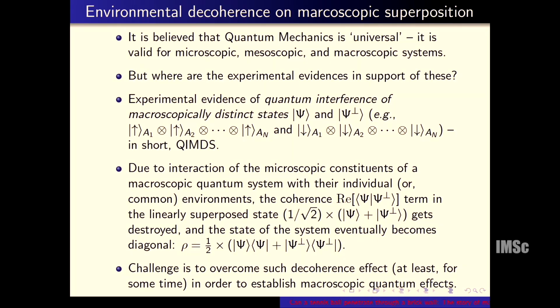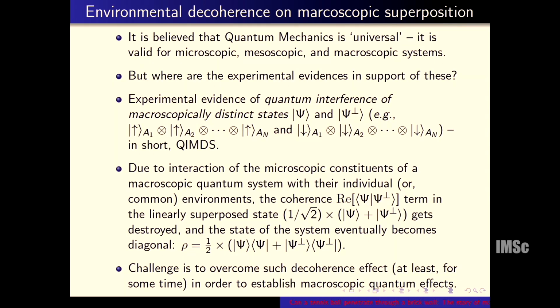What happens is that due to interaction of this macroscopic system with the environment, even if you start with a linearly superposed state, the coherence I was talking about, these cross terms, which involve the real part of the inner product of psi and psi perp, which is 0 here, vanish. You can also take non-orthogonal, macroscopically distinguishable states, not necessarily orthogonal. Because of this environmental action, the linear superposition boils down to a mixture of such projectors. This is a classical state, and no coherence is there.